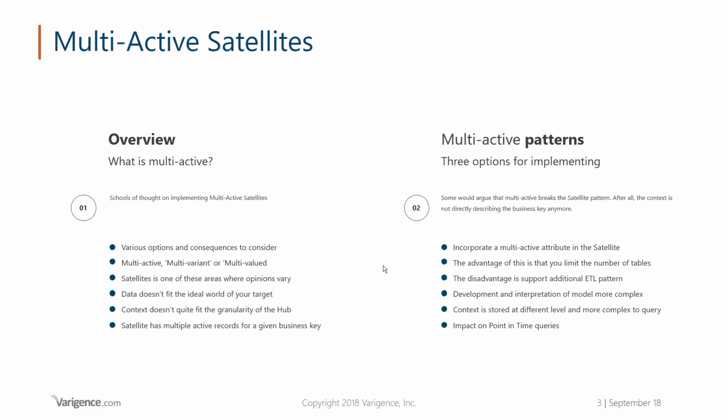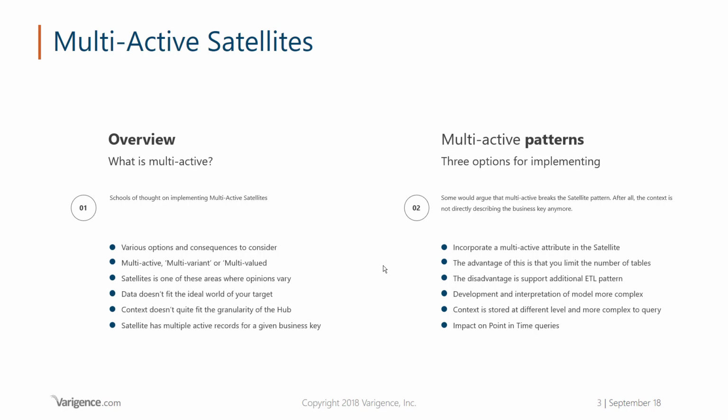One of the things about multi-active satellites, if you think about it, is that the context doesn't quite fit the granularity of the hub. And that's one of the cornerstones of hub and satellites: the grain of the key of the satellite is the same as the grain of the key of the hub. So that's one of the things you need to consider in which approach you take. And what is a multi-active satellite? Well, it's a satellite that has multiple active records for a given business key, and we'll go through a couple of examples. When we go through it, it'll make more sense.